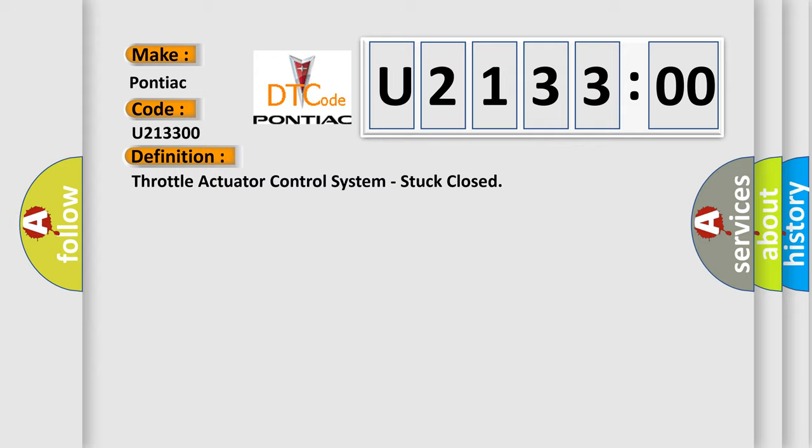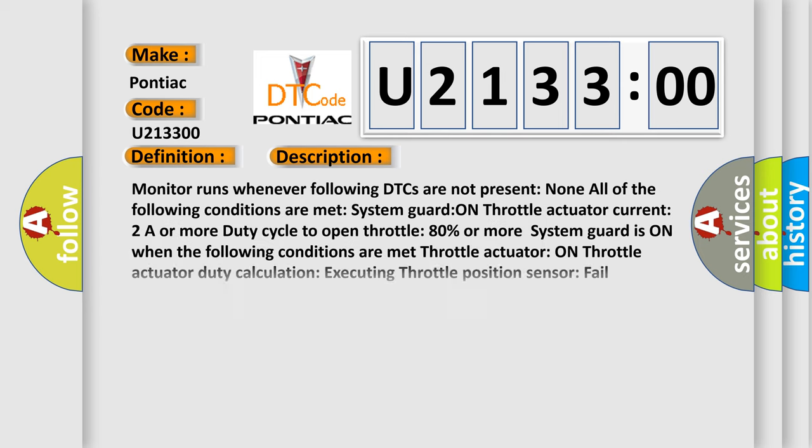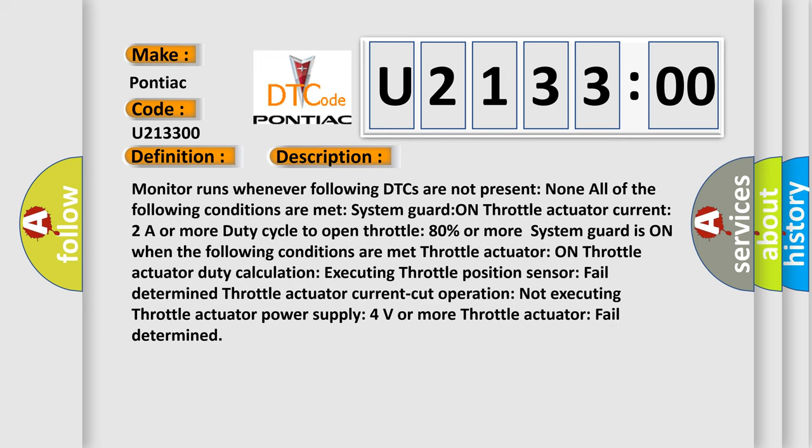And now this is a short description of this DTC code. Monitor runs whenever the following DTCs are not present. None. All of the following conditions are met: system guard on, throttle actuator current 2A or more, duty cycle to open throttle 80% or more. System guard is on when the following conditions are met: throttle actuator on, throttle actuator duty calculation executing, throttle position sensor fail determined, throttle actuator current cut operation not executing, throttle actuator power supply 4 volts or more, throttle actuator failed determined.